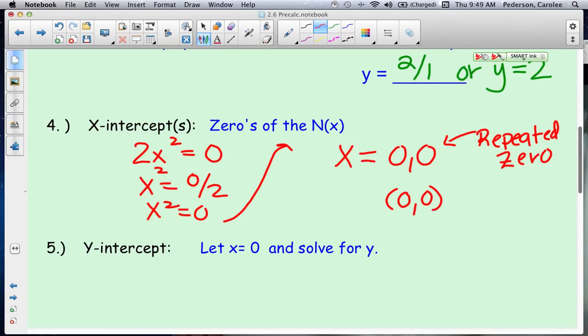I'll do the y-intercept and then I'm going to stop the video. Step 5 is I go out and find the y-intercept. So for the y-intercept, I evaluate the function for x. And I'm letting x equal 0 and solve for y.